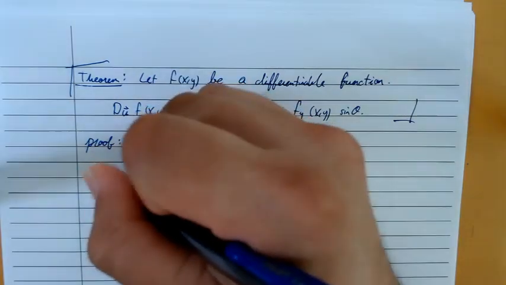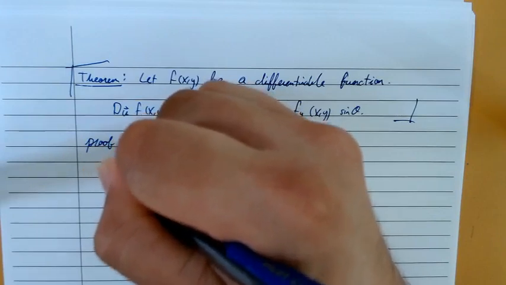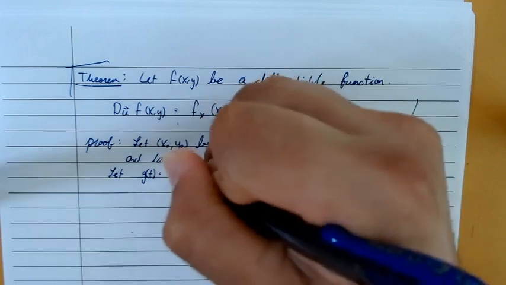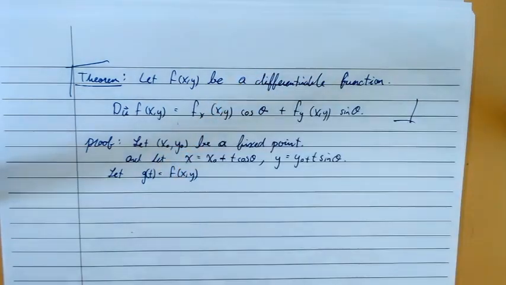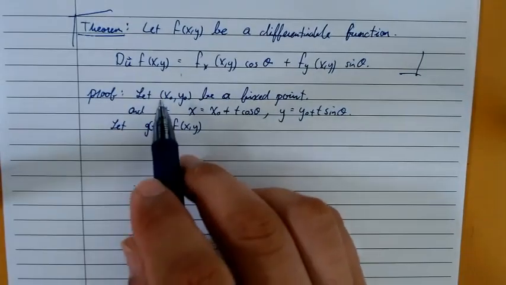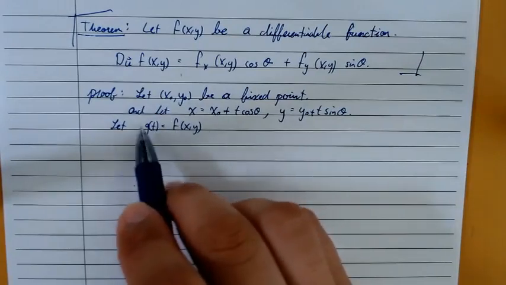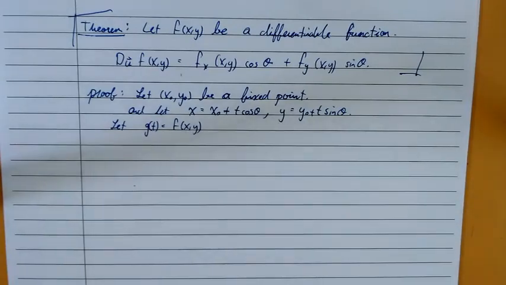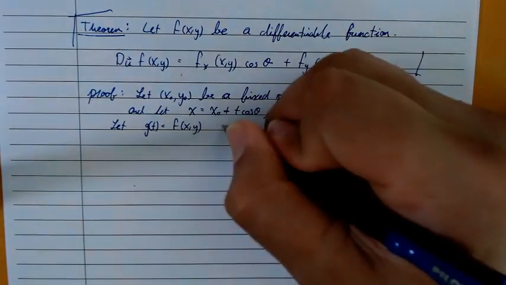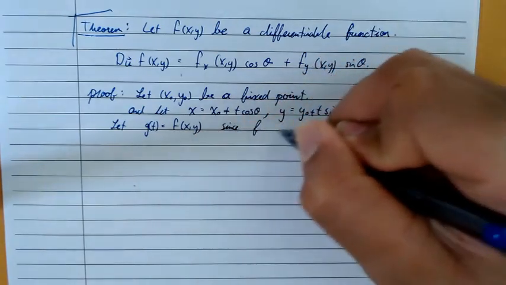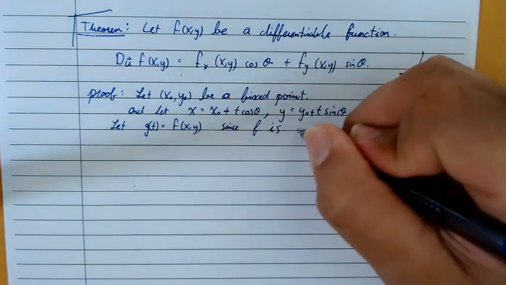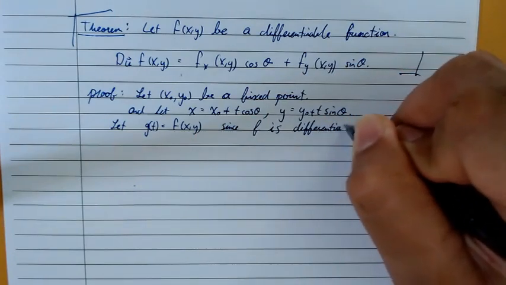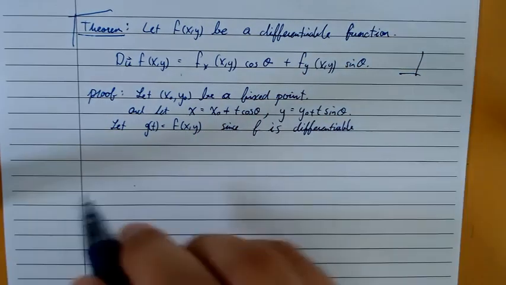Now let's define a function g of t, which is f of x comma y. In other words, instead of considering a function of x and y, we're considering a second function, which is the original function, but entirely in terms of t. Since f is differentiable, the chain rule applies.